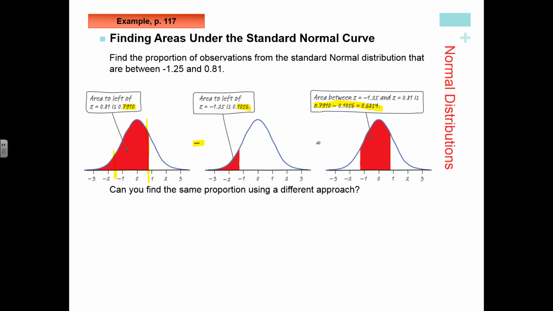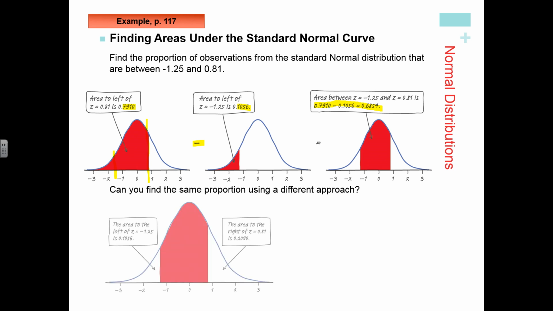All right, and again, you could do this differently. I use the left area because the table flat out gives me the left area, but I also could have done the same thing with the right area. You just have to remember that if you're doing the right area, then you have to subtract from 1 whatever you find in the table. So you see here we did 1 minus the answer.